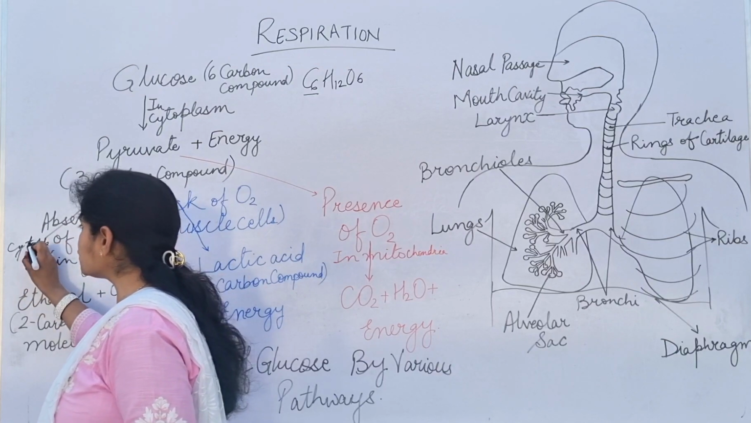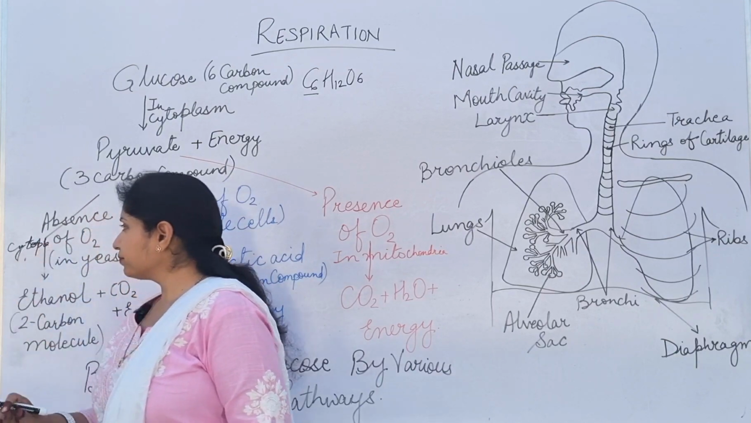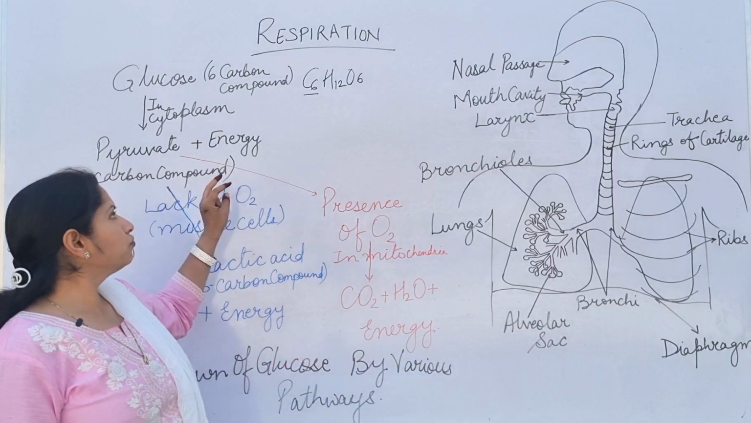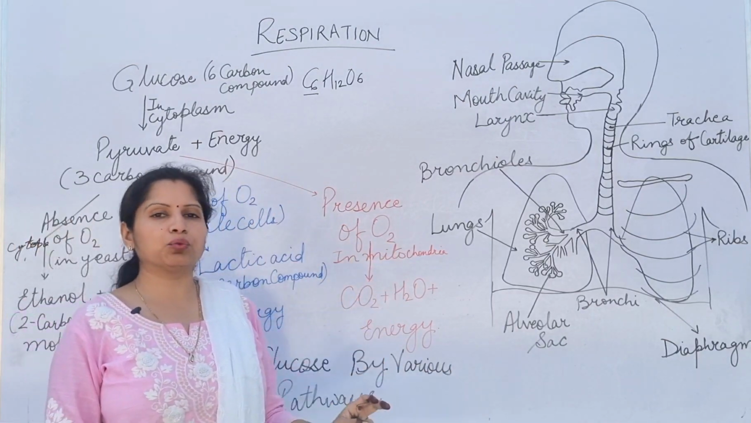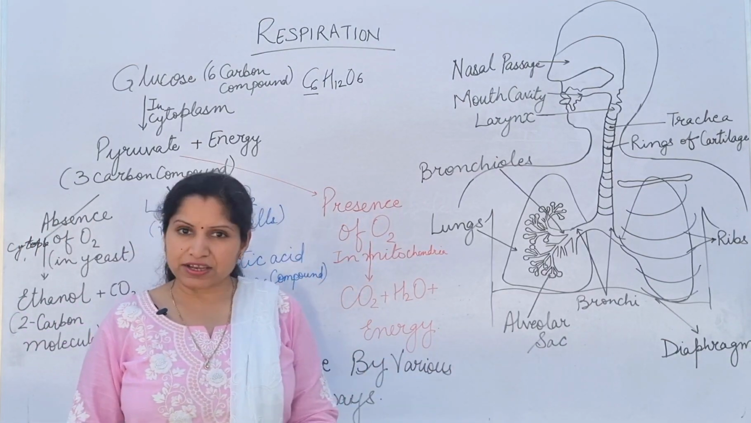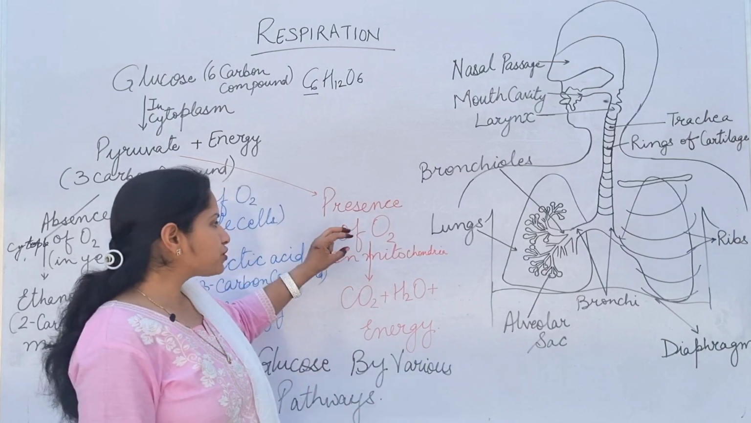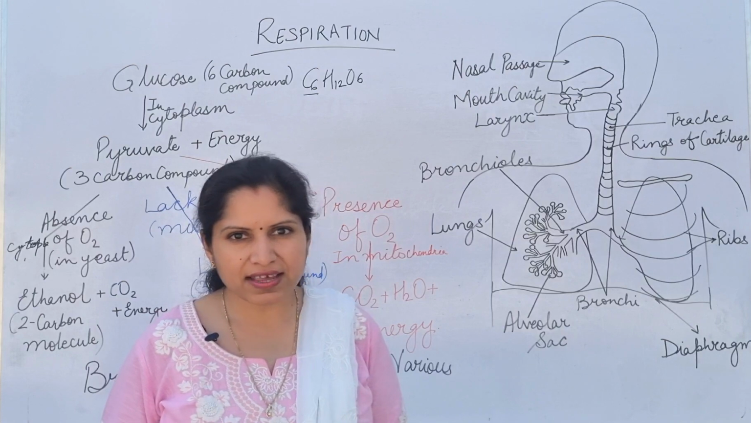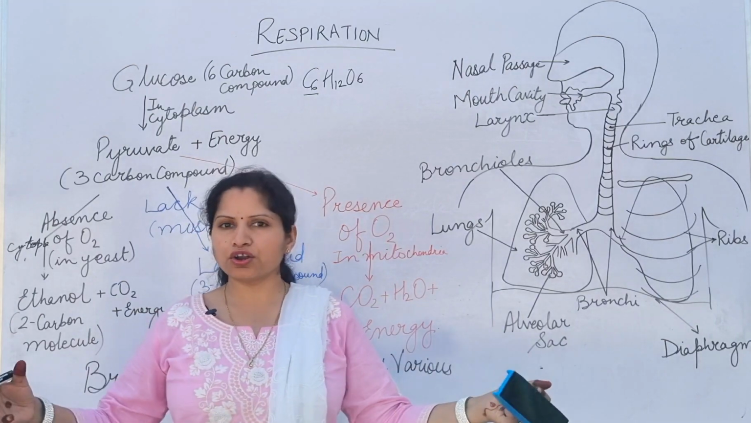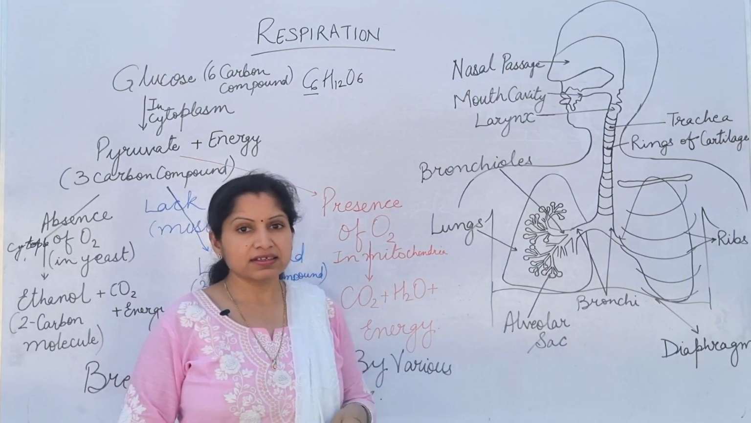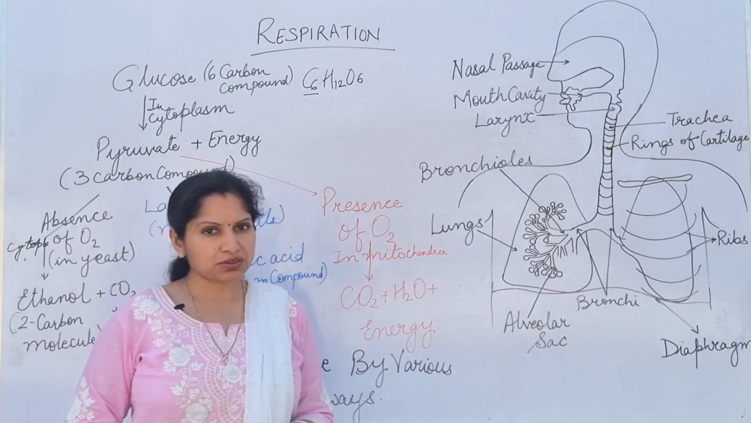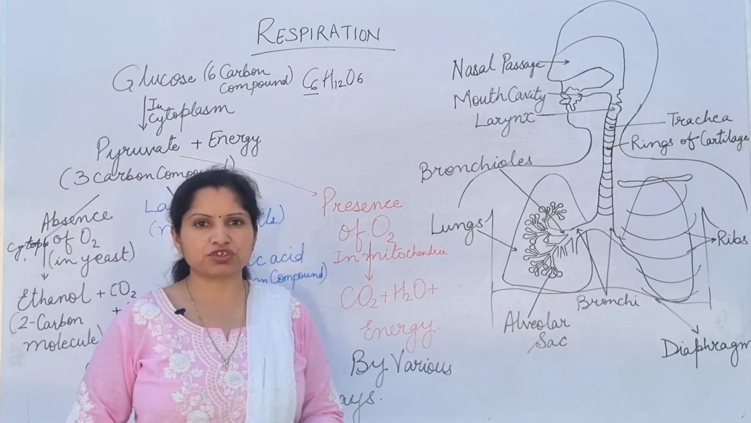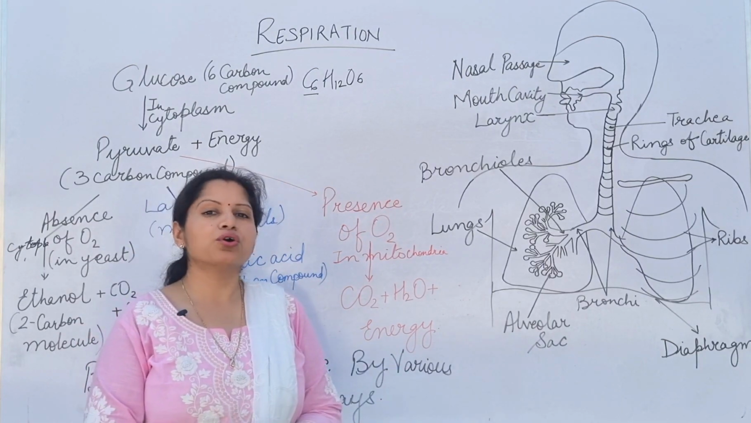But if it's in presence of oxygen, the second step of breaking down of pyruvate further will take place in the mitochondria of the cells. So, in mitochondria, what will be formed? Carbon dioxide, water, and a lot of energy will be released. This process of respiration is known as aerobic respiration because it's taking place in presence of oxygen.